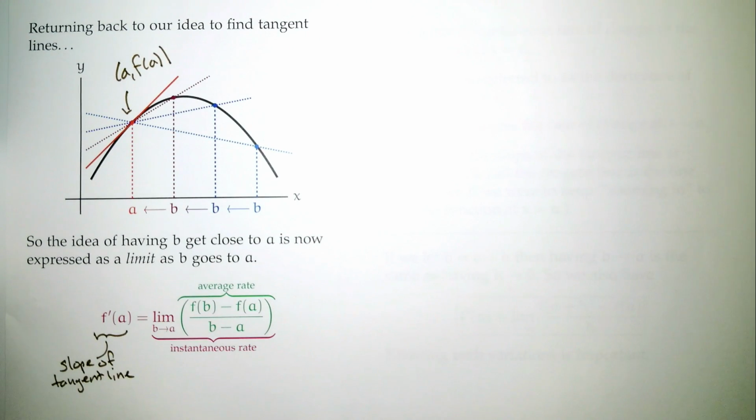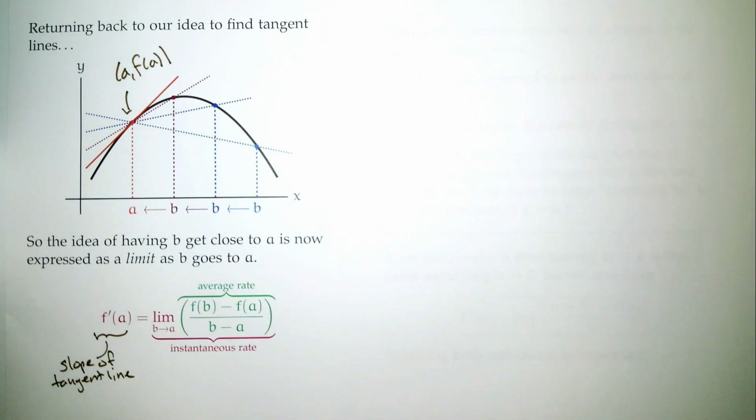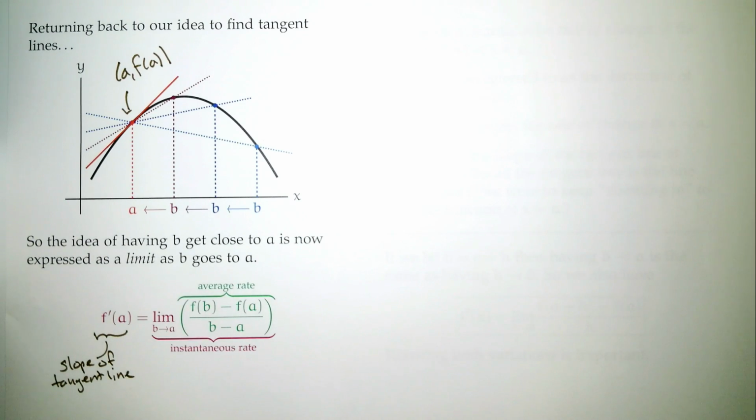Now remember that we said slopes correspond to rates of change. And so when we had a secant line crossing through 2 points, that was an average rate of change. So it's the change in the output, f of b minus f of a, over the change in the input, b minus a. And now as we take this limit, we get the slope of the tangent line. That's the instantaneous rate of change, how the function is behaving at that point.